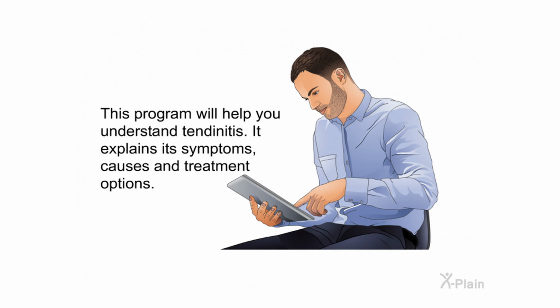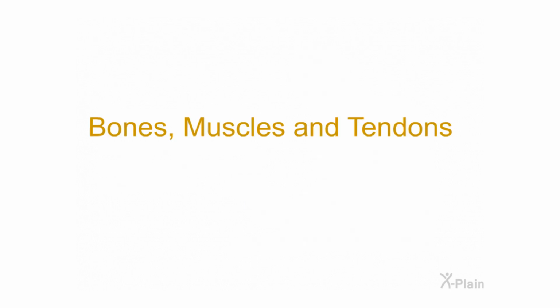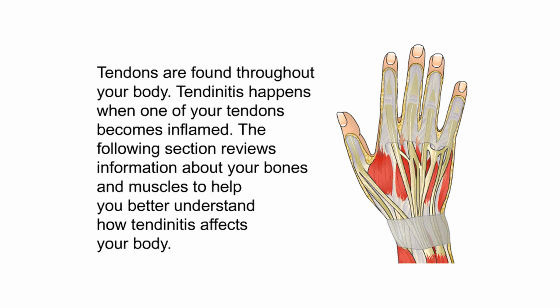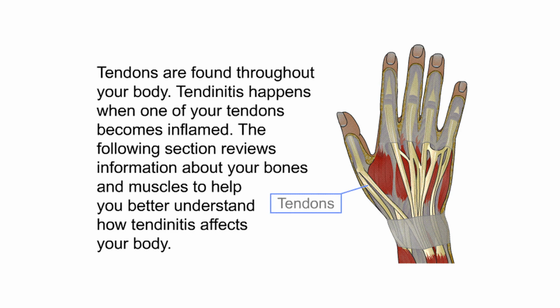This program will help you understand tendinitis. It explains its symptoms, causes, and treatment options. Bones, muscles, and tendons. Tendons are found throughout your body. Tendinitis happens when one of your tendons becomes inflamed. The following section reviews information about your bones and muscles to help you better understand how tendinitis affects your body.